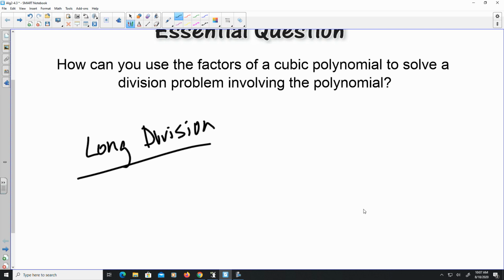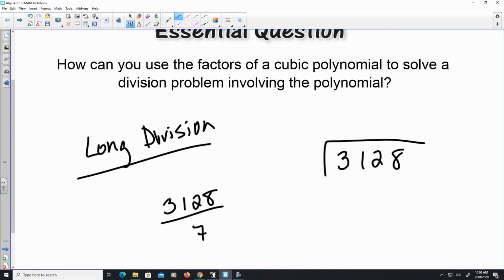We've been doing long division since elementary school. So basically, if you have a fraction like, I don't know, 3,128, and you're dividing it by let's say 7, that top number, the 3,128, goes on the inside of the division, and then the 7 goes on the outside. You look at the 7, can it go into 3? No, it can't. So then we go into 31.